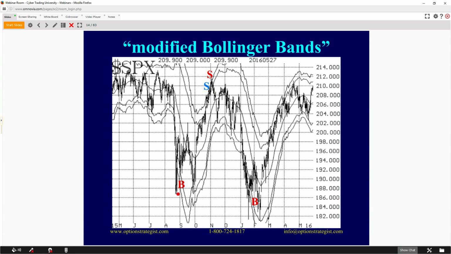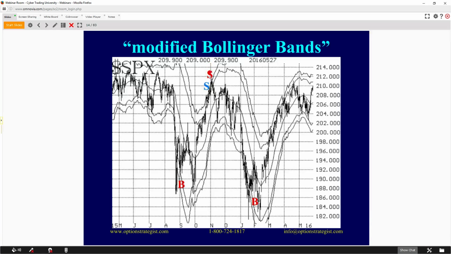If we close outside the lower Bollinger Band, say as we did here last August, and then close back inside the next lower, so these are the -3 and -4 standard deviation Bollinger Bands, that's a buy signal. So we had a buy signal there, didn't get off to a great start, but eventually had a good move. Same thing this past February, we closed outside the -4 standard deviation band and closed back inside, so we had a buy signal there. Again, a bit of a rocky start, but then a great move.